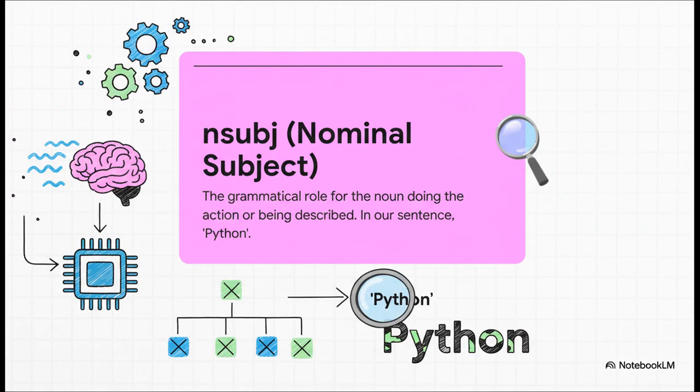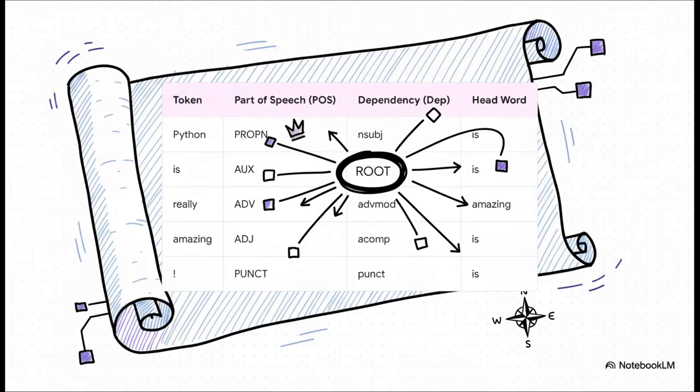And it doesn't just do this in its head. It uses these specific labels for these jobs. For example, it looks at the word Python and slaps the tag on it, nsubj. That's just a fancy way of saying nominal subject. It's not a guess. It's a super precise label that tells the system, hey, Python is the main thing being talked about. And boom, here's the final blueprint.